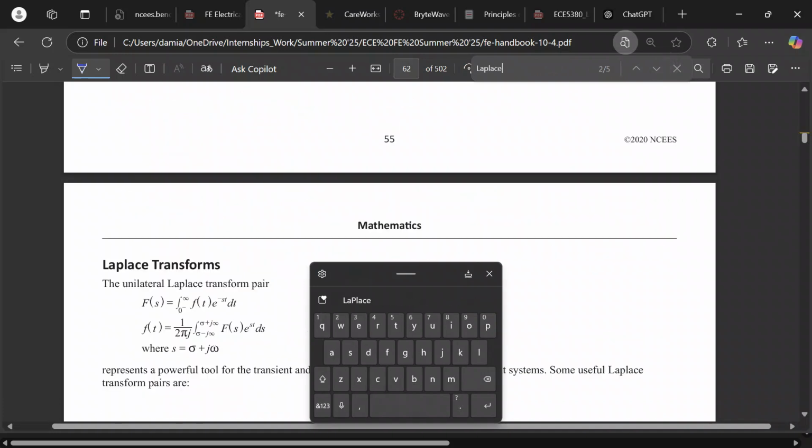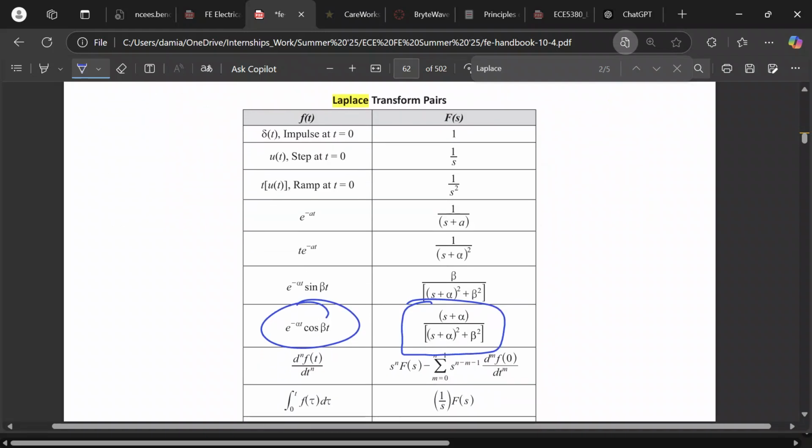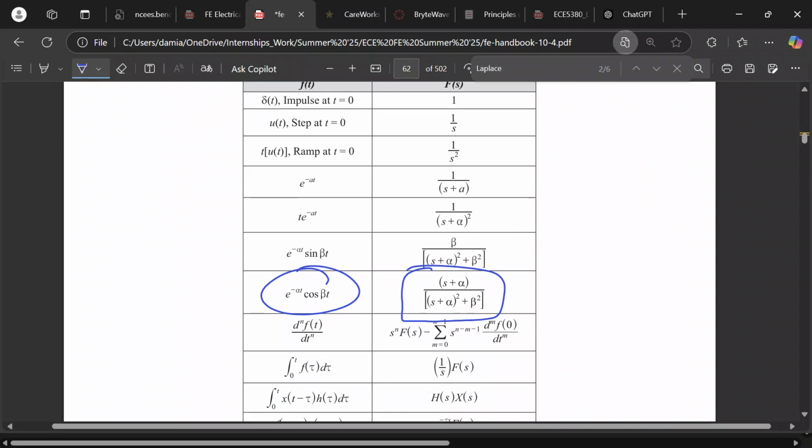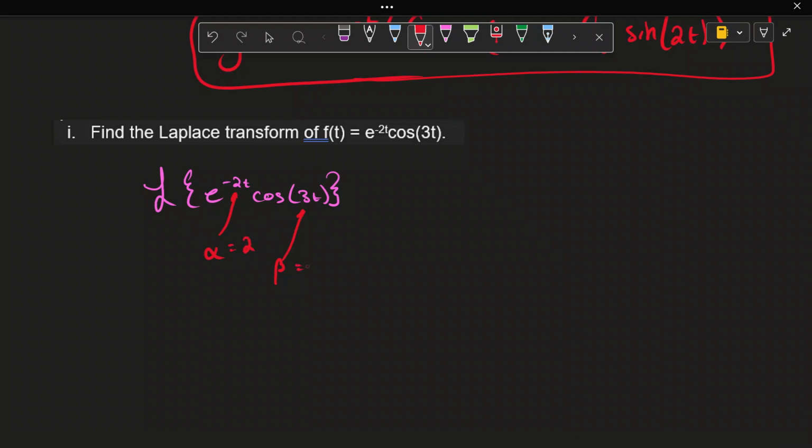We'll press find and find the Laplace transform pairs. And of course here I already have this circled. So we have e to the minus alpha t cosine beta t, and that's the form that we have here. e to the minus alpha t cosine beta t. So alpha's 2, beta's 3.